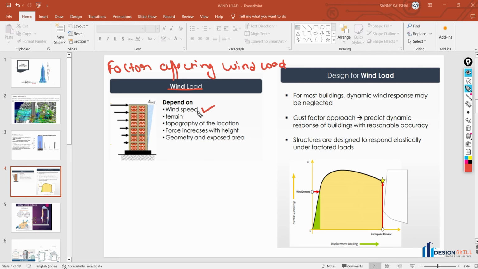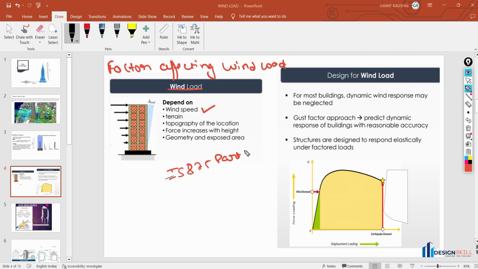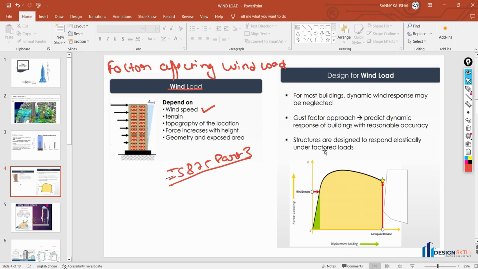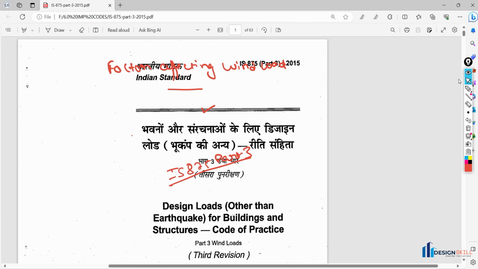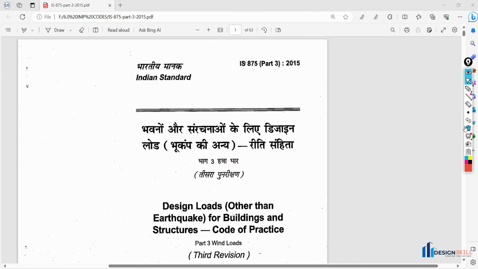You will find this in your IS 875 Part 3 code. When you open this code, you will find what wind speed is specified for particular cities. I'm going to open this code and show you what wind speeds we have for particular cities. So let's move to that.